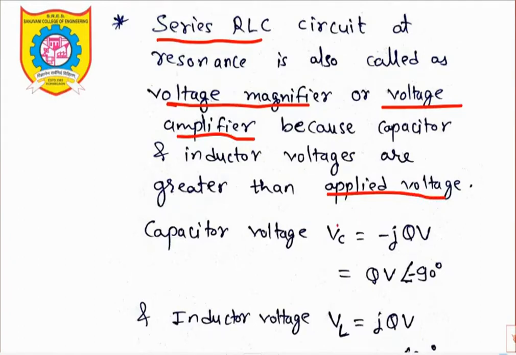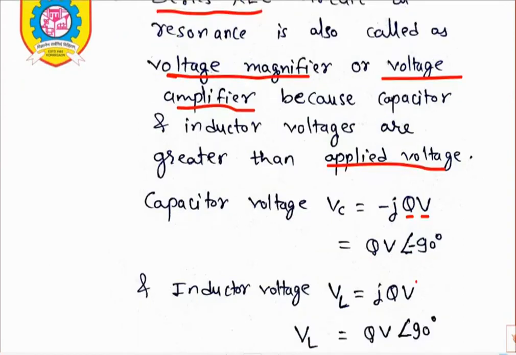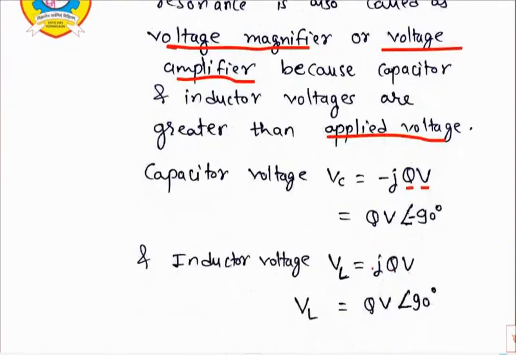Then capacitor voltage is given by Vc equal to minus jQ into V, where Q is the quality factor and V is the applied voltage. And this minus j has an angle of minus 90 degree, so it becomes QV angle minus 90 degree. And inductor voltage is VL equal to jQV, where Q is quality factor, V is applied voltage, and this j has an angle of plus 90 degree, so it is equal to QV angle 90 degree.